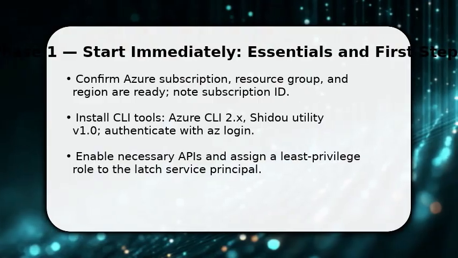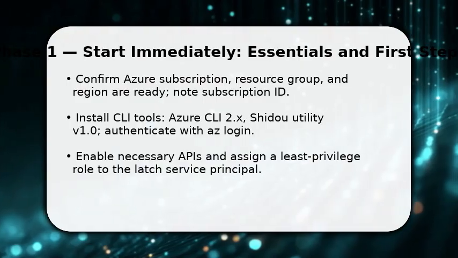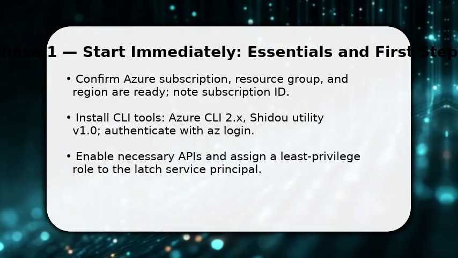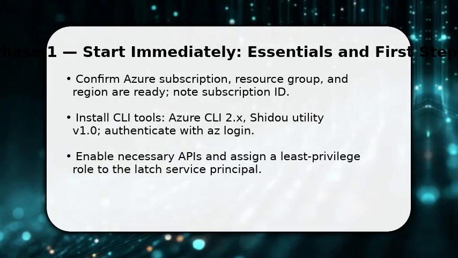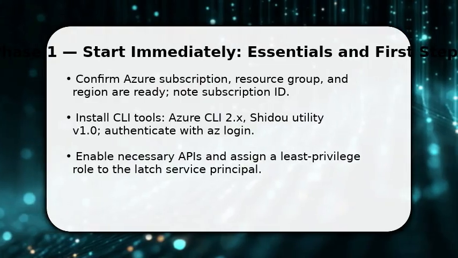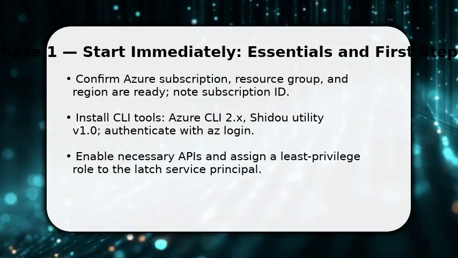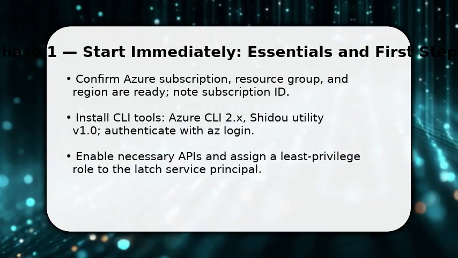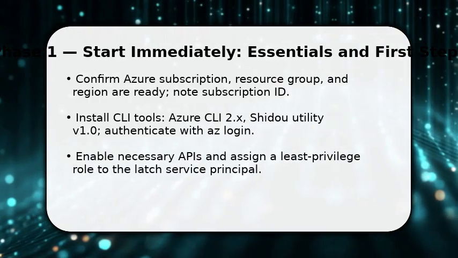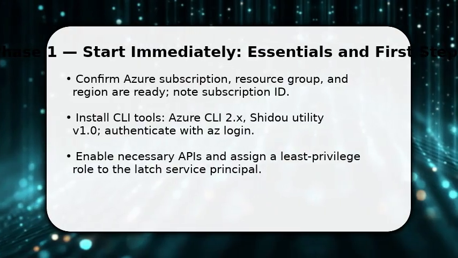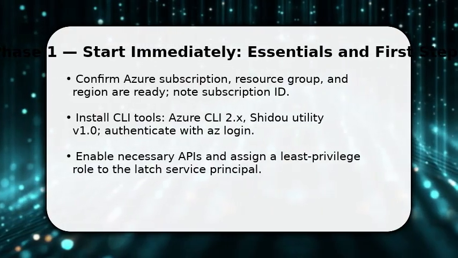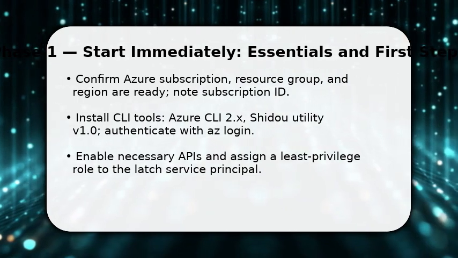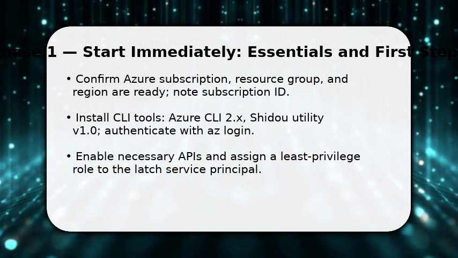You begin by validating essentials, so you don't stop later. First, make sure your Azure subscription and target resource group exist. Note the subscription ID and region. Next, install Azure CLI and the Shidou utility, then run az login to authenticate. Once done, register the Shidou APIs and create a service principal with least privilege role access. This limits blast radius and simplifies token handling. Make sure to securely store client ID and secret. These are needed for the next step.